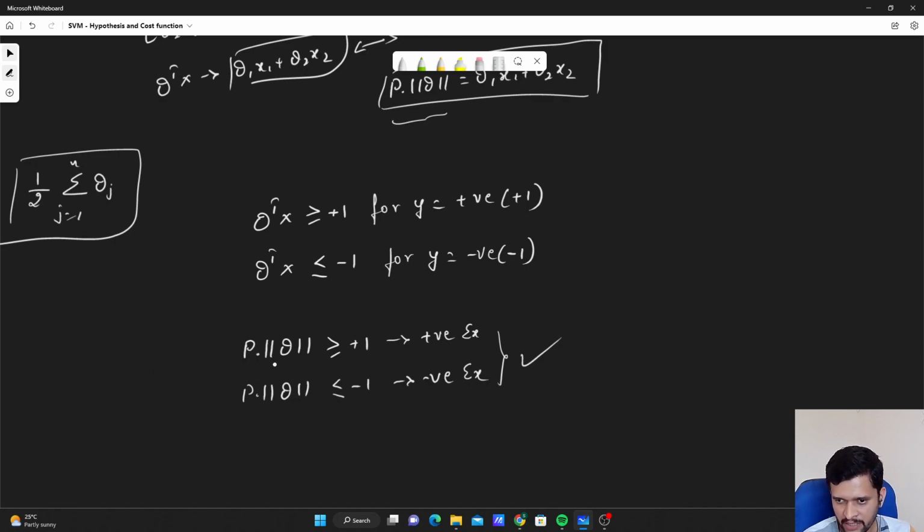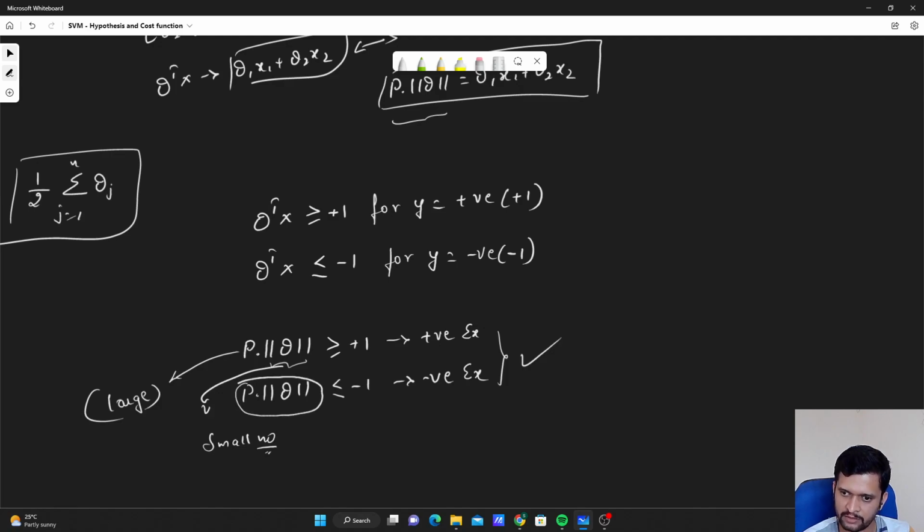Since we are minimizing the values of theta in order to minimize the cost function, if we get this as a small number, then in order to achieve the product of P into some small number greater than plus 1, we want P to be large, correct? If you apply the same logic to this equation as well, we will need P to be some large negative value. So in this case, we want this to be a large positive value. In this case, we want this to be a large negative value.